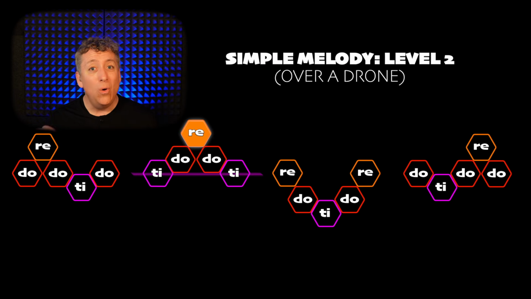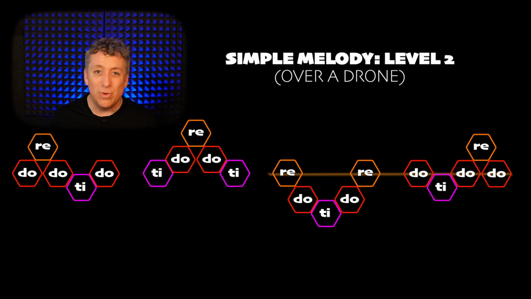Ti, do, re, do, ti. Now I'm going to sing it again. I'm going to sing the re, do, ti, do, re part, but now this is re. Re, do, ti, do, re. And now I'm going to sing the fourth phrase with this as do again. Do, ti, do, re, do.